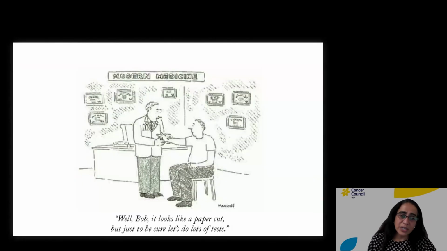This cartoon, titled Modern Medicine, aptly summarizes the issue of inappropriate imaging. Here, the doctor is examining a patient named Bob, and says to Bob, well, Bob, it looks like a paper cut, but just to be sure, let's do lots of tests.